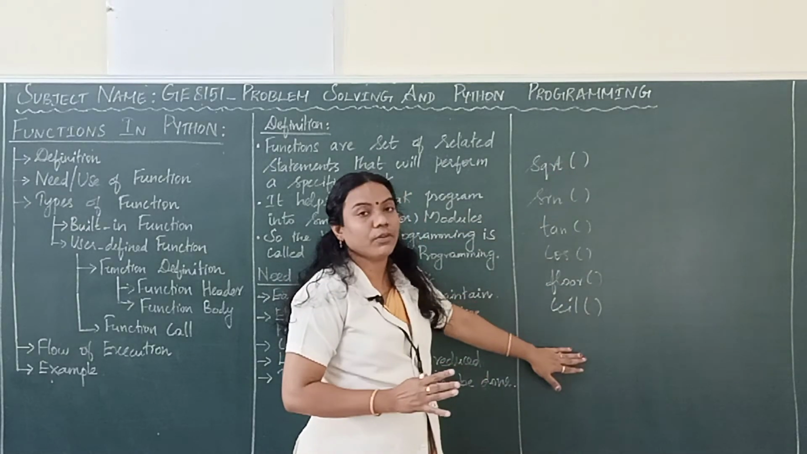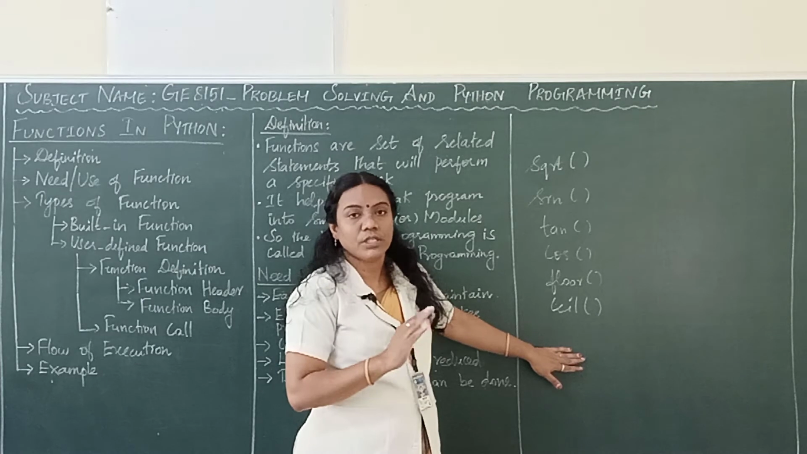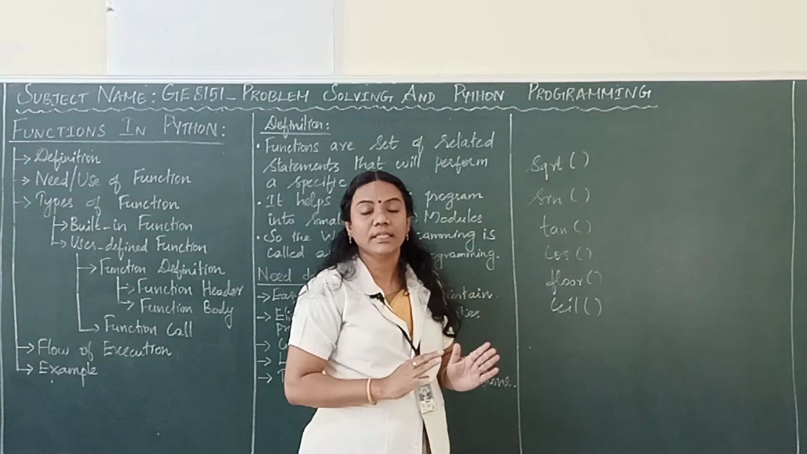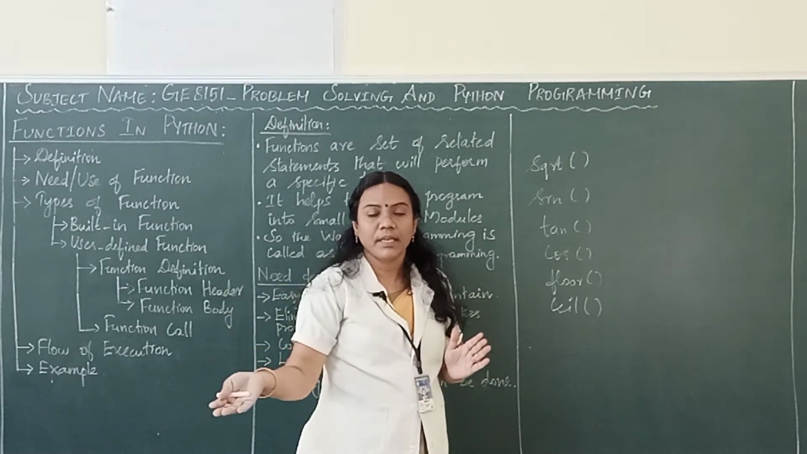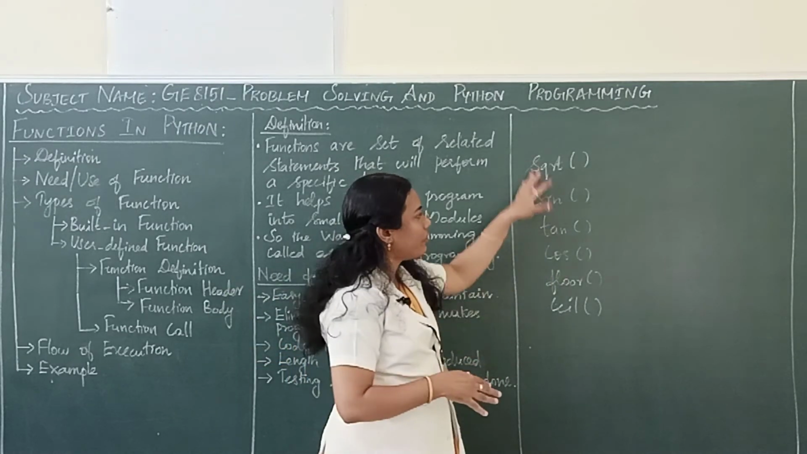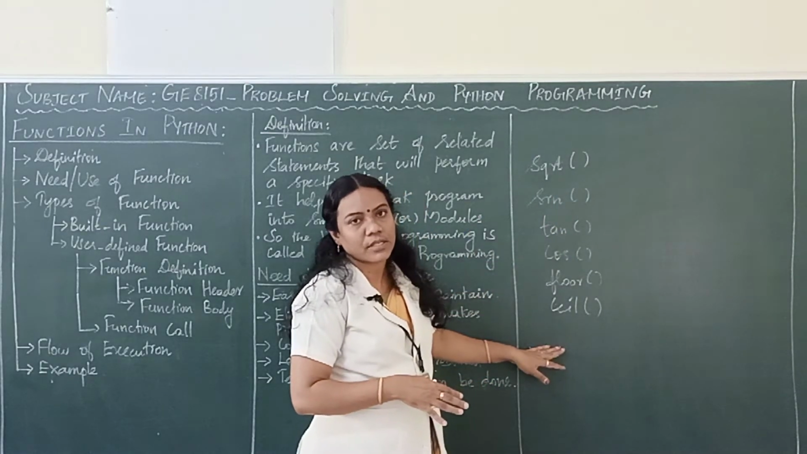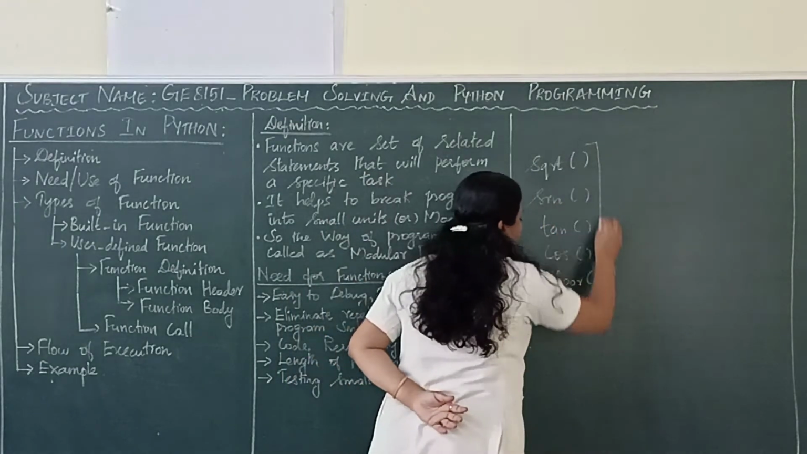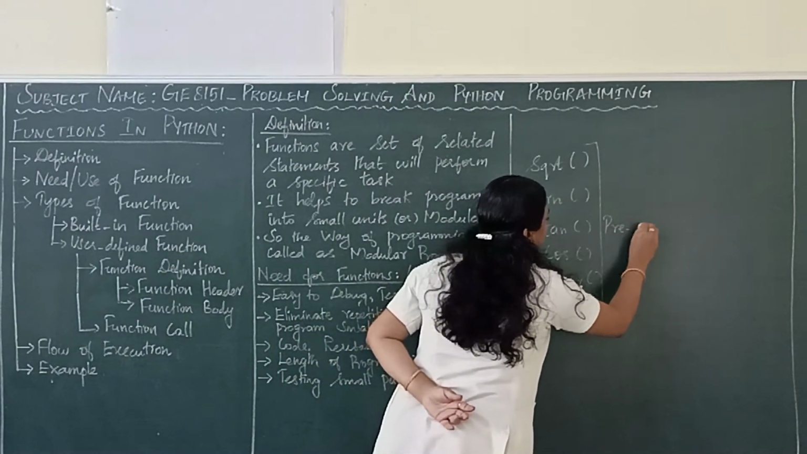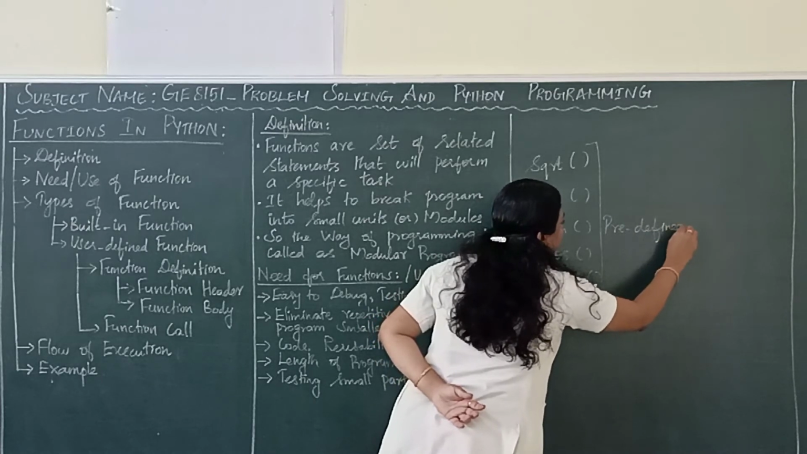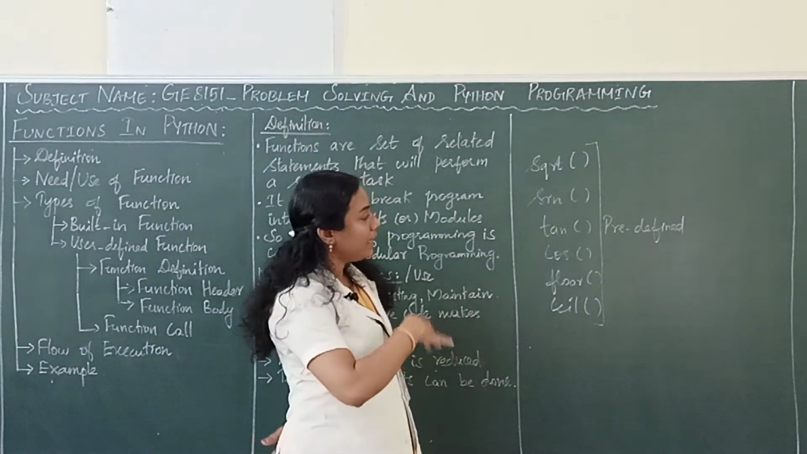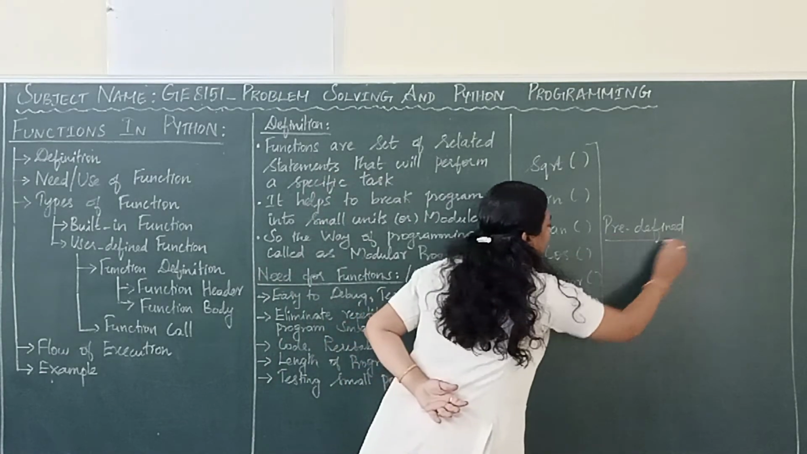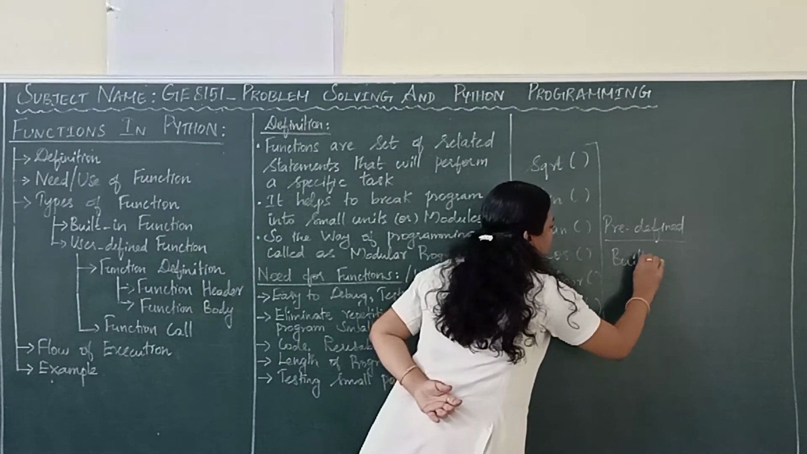In order to use these functions, we need to include an import statement inside our program. With the help of that statement, it will link the standard library with our program. These are some examples of predefined functions. You can call them built-in functions or predefined functions. What is meant by pre? Pre means already. Already defined functions are called predefined functions or built-in functions.